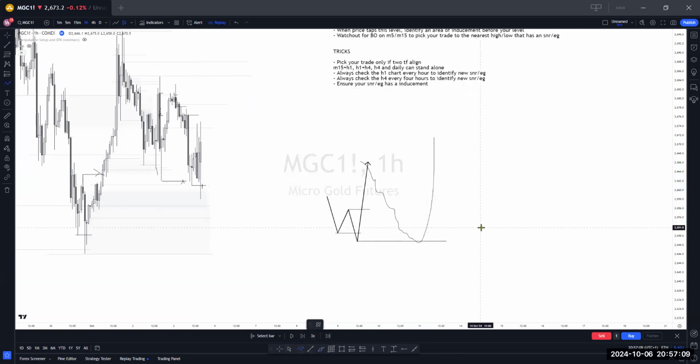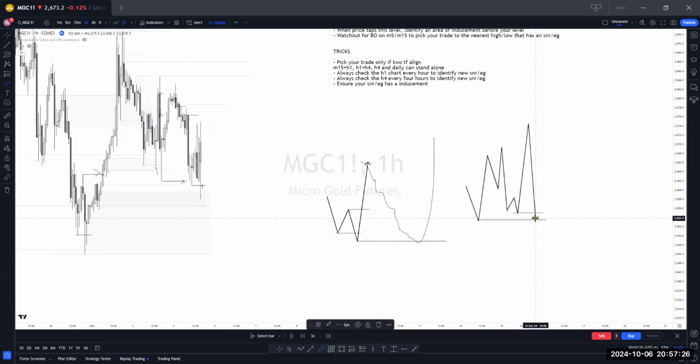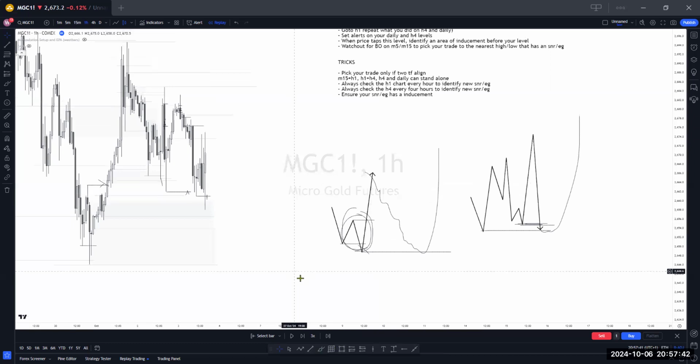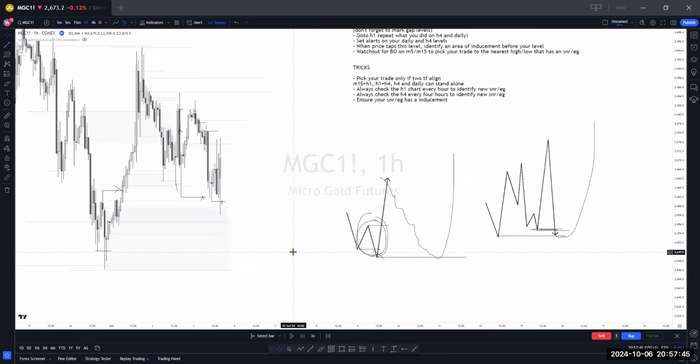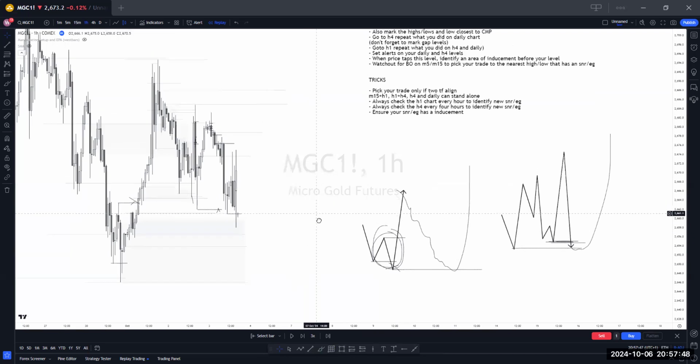So the second one is an external level that has inducement before the entry. So for example, this is just a random level. So let's say you have something like this, and then price just came, induced this low. This is your entry point and then blast high. So this has inducement before the entry. This has inducement from the onset. Okay. So either your SNR or EQ has an inducement from the onset or has an inducement before the entry. So these are the things you want to consider before you are able to say, oh, this level is an important level. This level is one level that I actually want to look out for.